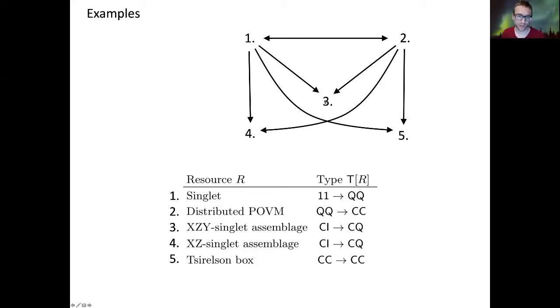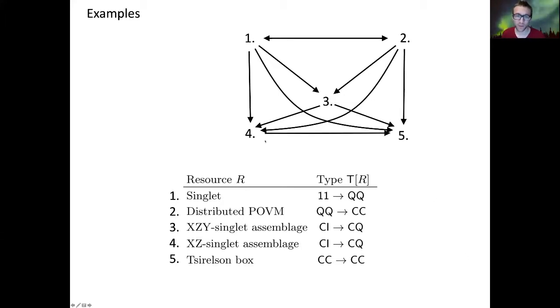Another thing that can be done is this fine-grained assemblage can be converted to the coarse-grained assemblage. So this arrow is possible from 3 to 4. And you can do that just by ignoring this third measurement setting. If you never use it, then you've effectively got this coarse-grained assemblage as well.